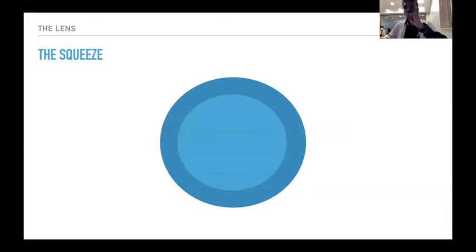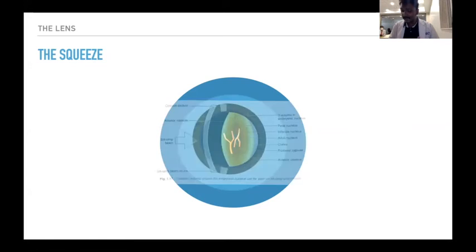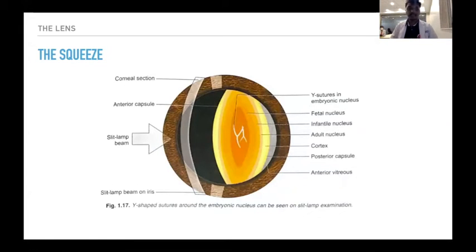Now during the squeeze, you might see an embryonic suture or Y-shaped suture because of the overall arrangement of the fibers. We might see a small Y-shaped suture, which is nothing. We can also appreciate it in the slit lamp. These are the Y-shaped sutures around the embryonic nucleus. If you happen to have a clear media, we can sometimes visualize the embryonic Y-shaped sutures in certain patients as well.